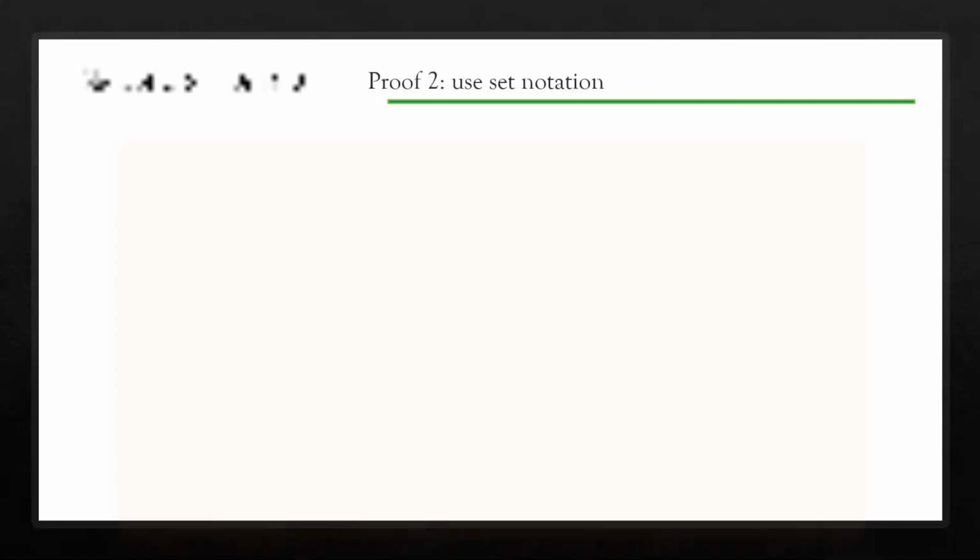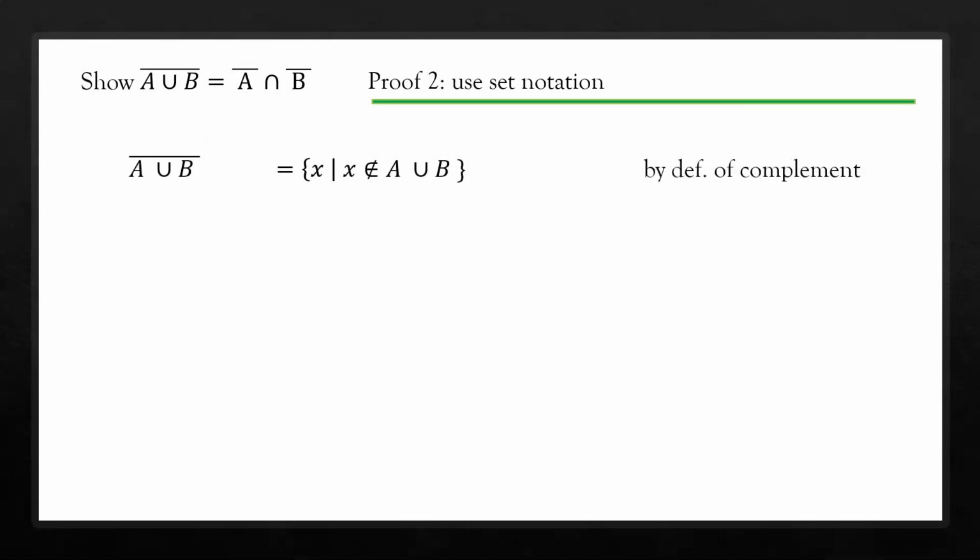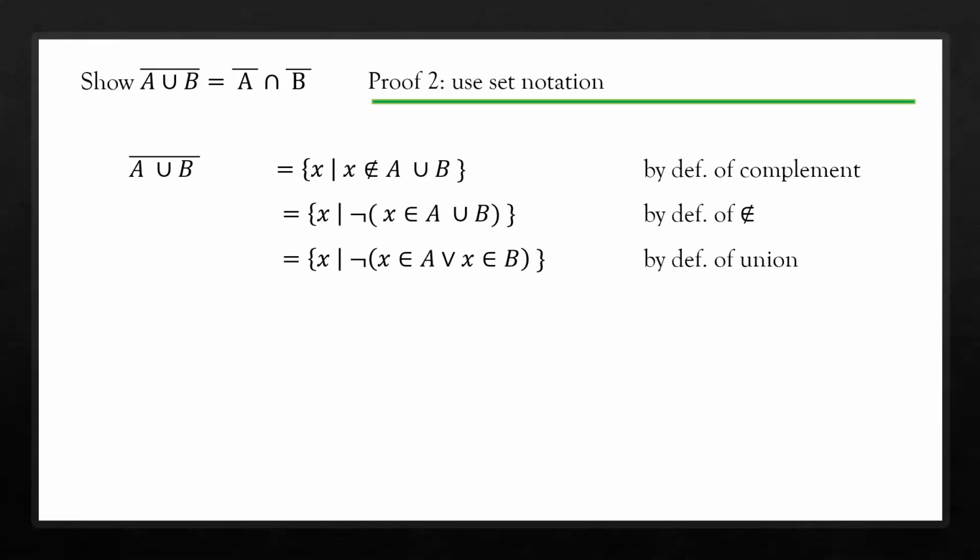The other way to do this, and this is the more straightforward way, is to use set builder notation. So what are the restrictions on being an element in the complement of the union? It means you are not an element in the union by definition of the complement. Pull that negation out by definition of not an element. By definition of the union, you can change that union of A and B to be X is an element of A or X is an element of B.